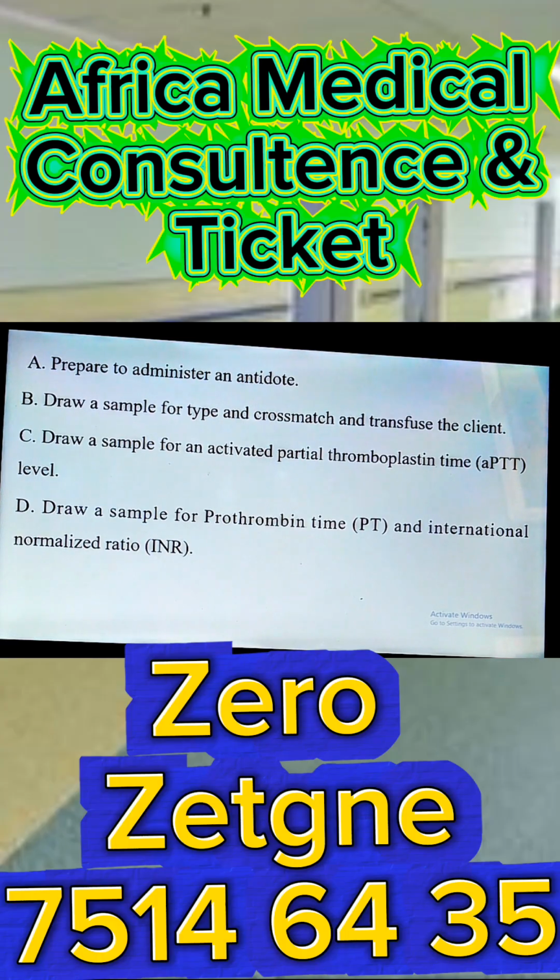A. Prepare to administer antidote. B. Draw a sample for type and cross-matching and transfuse the client. C. Draw a sample for an activated partial thromboplastin time, or APTT, level. D. Draw a sample for prothrombin time, PT, and international normalized ratio, INR. So the correct answer for question number 4 is D. Draw a sample for prothrombin time, PT, and international normalized ratio, INR.